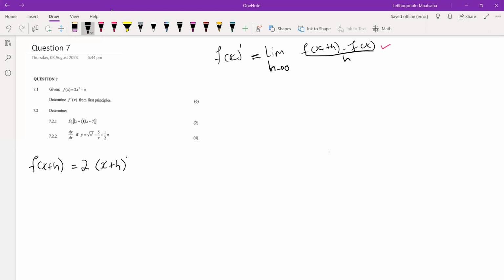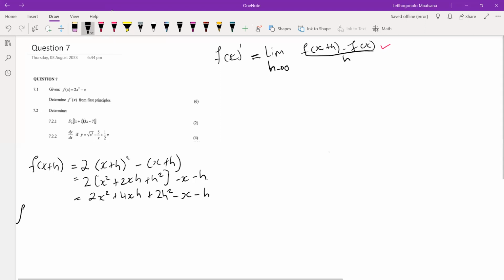2(x + h)² − (x + h). Let's go ahead and expand on this. We'll get x² + 2xh + h², and we get minus x minus h. And let's multiply out with the 2: 2x² + 4xh + 2h² − h − x.